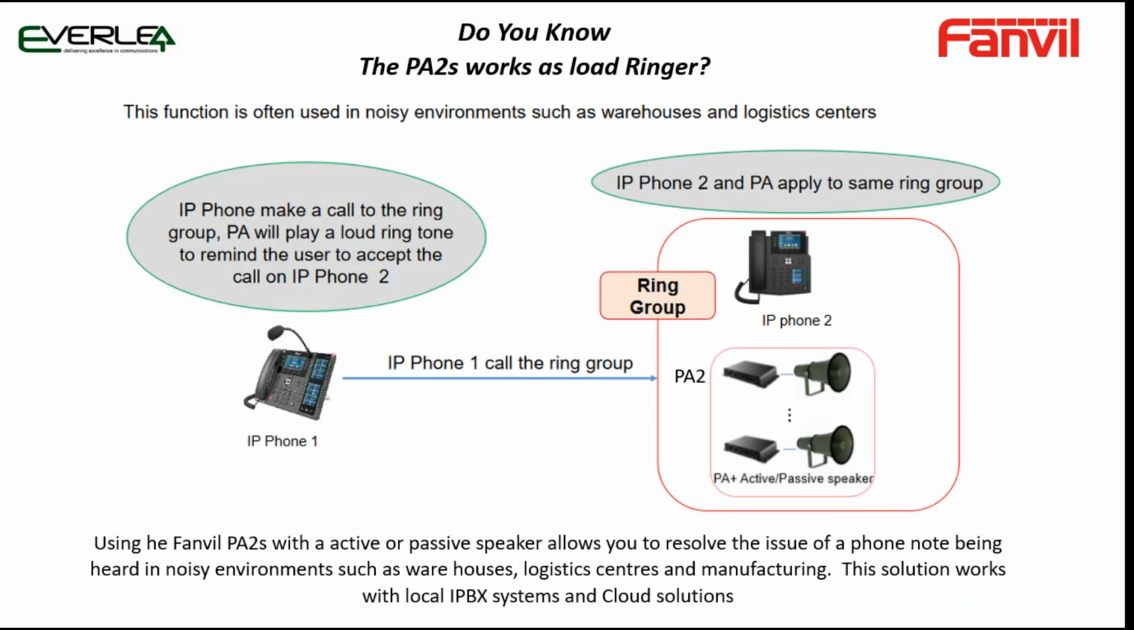In this example, a hunt group is used on the IPBX or cloud server. By adding the extension phones and the PA2 into the hunt group, you can have multiple devices ringing for incoming calls. Using the Fanvil PA2 with passive speaker or bullhorn allows you to resolve the issue of a phone call not being heard ringing in noisy environments such as warehouses, logistics centers and manufacturing.